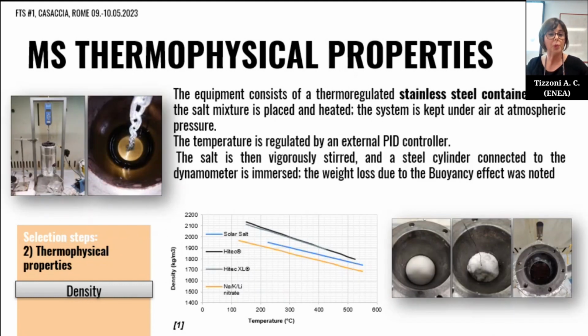Then it is possible to measure the density of the molten salt mixture. In our laboratory, we employed equipment that consists of a thermoregulated stainless steel container where the salt mixture is placed and heated. All the system is kept under air at atmospheric pressure. So density measurements of the mixture are performed with an Archimedean-based test. The temperature is regulated by an external controller, and the salt is stirred and the cylinder is connected to a dynamometer, so the weight loss due to the buoyancy effect can be detected and noted.